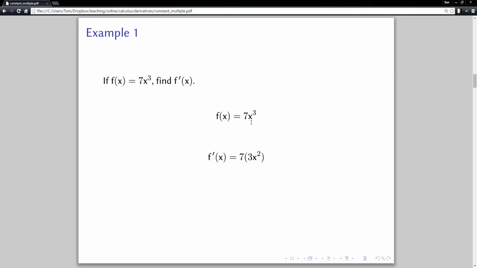Well, x cubed is a power function, and so we would use the power rule to take the derivative of x cubed. We're going to bring that 3 down, and then subtract 1 from the 3 to get 2. So that's what the constant multiple rule says: just rewrite the constant part and multiply times the derivative of the function part. Of course, here we can simplify this by just multiplying the 7 and the 3 together. And so we get the derivative of 7x cubed is 21x squared.